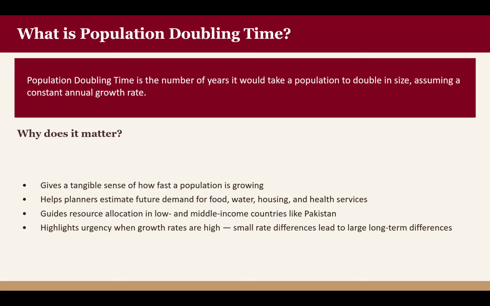Population doubling time is the number of years it would take a population to double in size, assuming a constant annual growth rate. Why does it matter? It gives a tangible sense of how fast a population is growing, helps planners estimate future demands for food, water, housing, and health services, guides resource allocation in low and middle income countries like Pakistan, and highlights urgency when growth rates are high. Small rate differences lead to large long term differences.